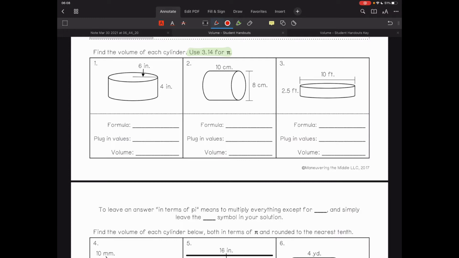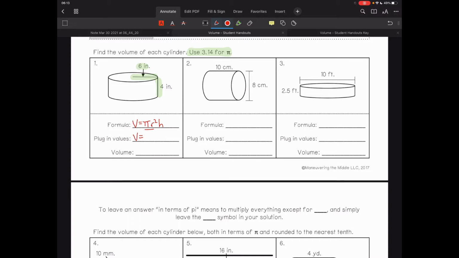When doing these problems, read carefully. If it doesn't tell us to use 3.14, we're not going to use 3.14. We're going to keep the pi symbol, and I'll show you how we can work the formulas when we do that. So we'll start with the formula, which is V equals BH. Now remember, the base of a cylinder is a circle, and we're finding the area of that. So we're going to replace the B with pi r squared. That part of the formula represents the area of the circle. And then we're going to multiply it by the height.